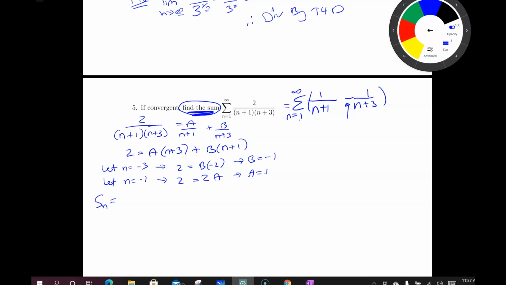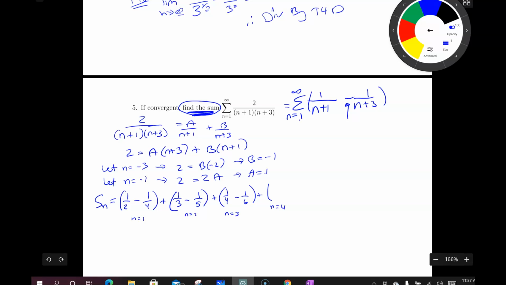So I'm plugging in n equals 1. I get 1/2 minus 1/4, plus, now plugging in n equals 2, 1/3 minus 1/5, n equals 3, 1/4 minus 1/6, plus n equals 4, 1/5 minus 1/7. Okay, so I'm scanning to see, can I see my canceling? I think I can. So, dot, dot, dot.